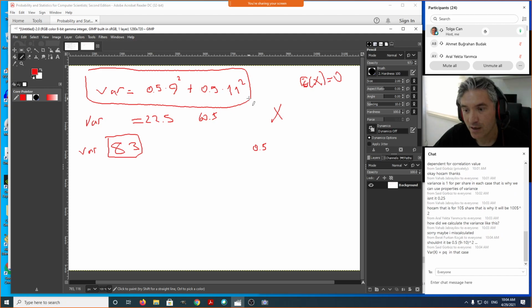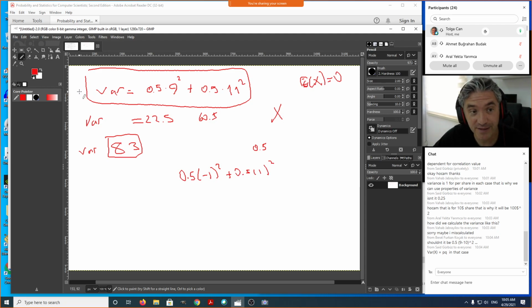In that case, it's going to be either -1 or 1, and you're going to compute it with 0.5 times (-1) squared plus 0.5 times 1 squared. In that case, it's going to be just like you said, p times q.